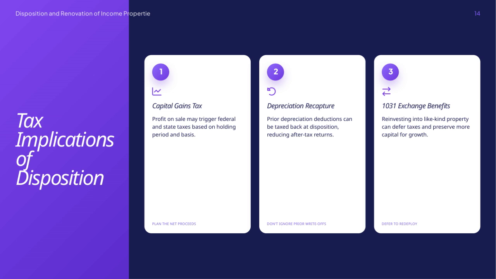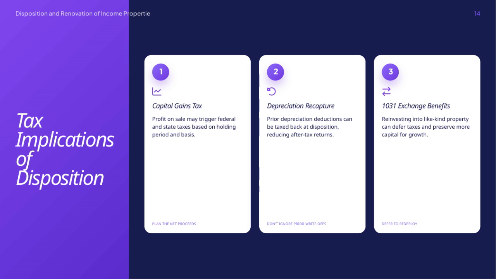Second, depreciation recapture. If you've taken depreciation deductions during the time you own the property, those amounts can be taxed back to you at disposition. This can significantly reduce your after-tax returns. So don't overlook any prior write-offs when calculating your potential tax liability.